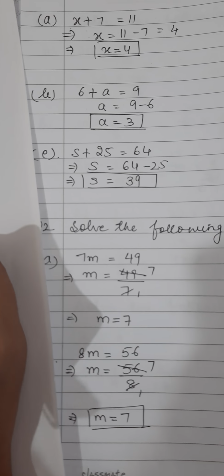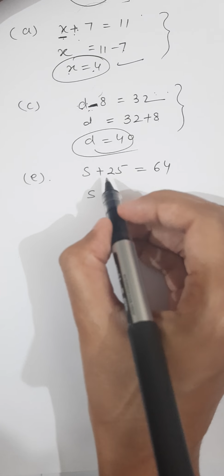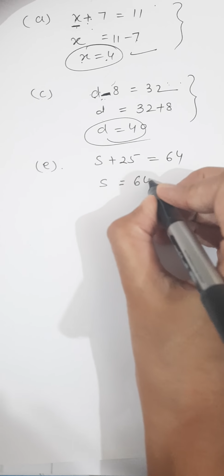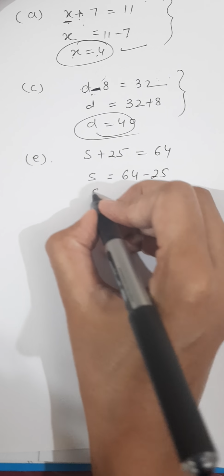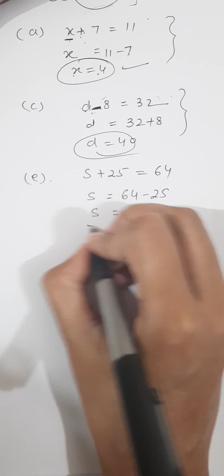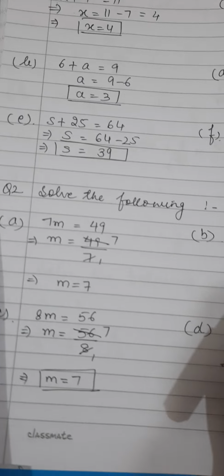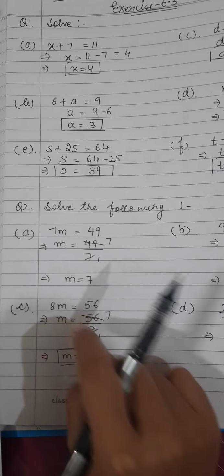s plus 25 equals to 64. Now s as it is, plus 25 I am going to take to the other side, 64 minus 25, so the answer will become 39, right? So this is your answer. F part you can try by yourself. Now let's move to question number 2.